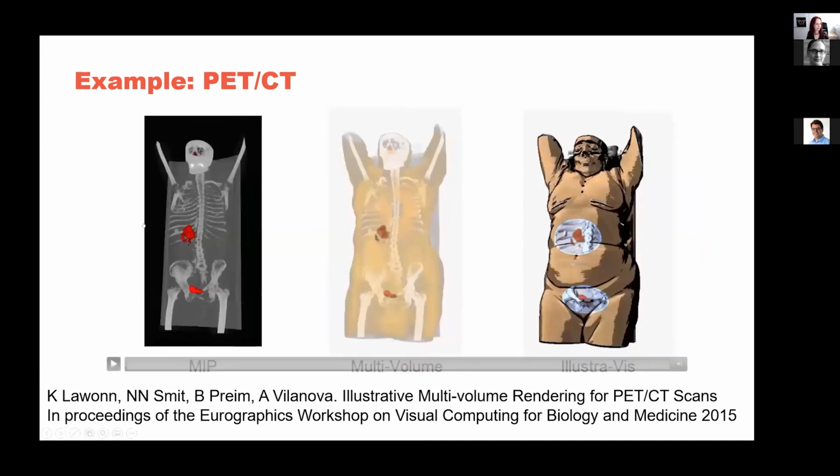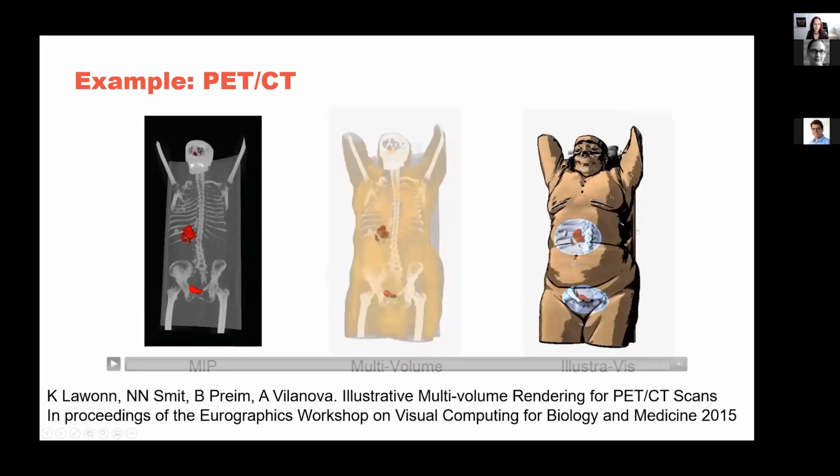You've already heard that you can do this MIP, this maximum intensity projection. But what you immediately see from this image is that the depth is completely taken away, right? It's a projection where everything is flattened down. And only through interaction can you get the depth back. So for example, is this PET activity here in red in front of the ribs or behind? Who knows, right? Because it's all flattened out. If you do standard multi-volume rendering, you see the depth a little better, but you're suffering from occlusion. That means that structures can get in the way of other structures.